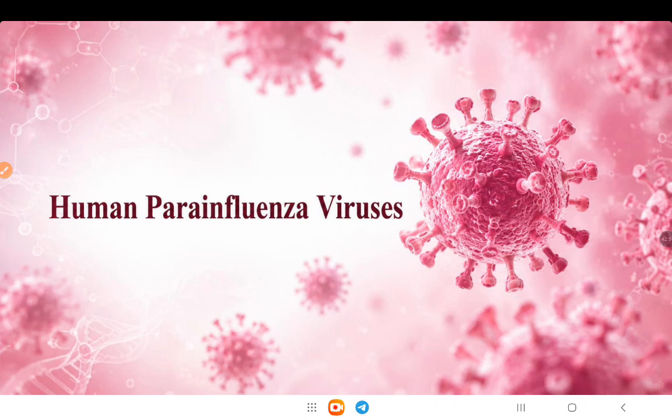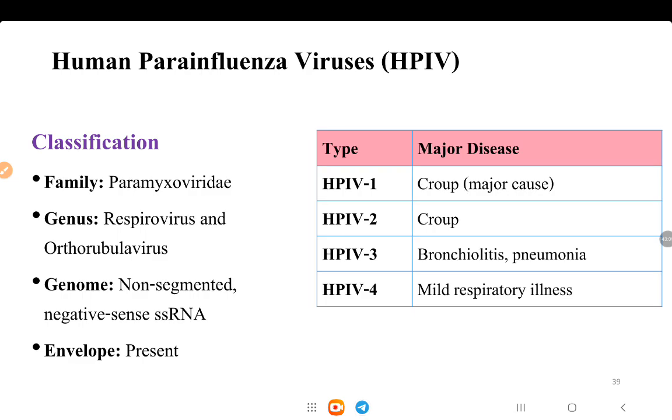The other virus which causes respiratory infection is human parainfluenza virus. The human parainfluenza virus belongs to the family Paramyxoviridae, genus Respirovirus or Orthorubulavirus. The genome is non-segmented, negative-sense, single-strand RNA, with an envelope.